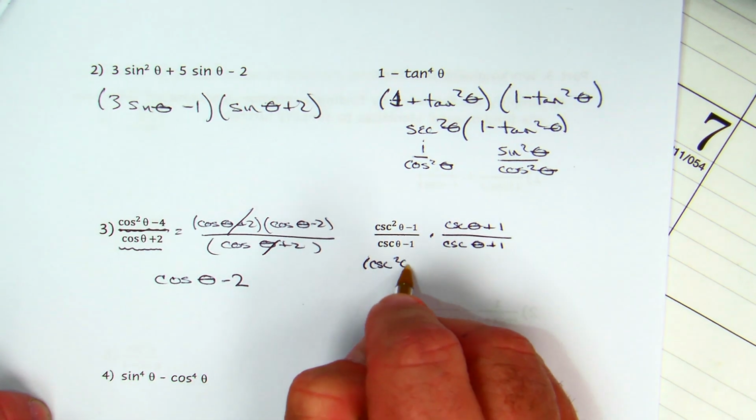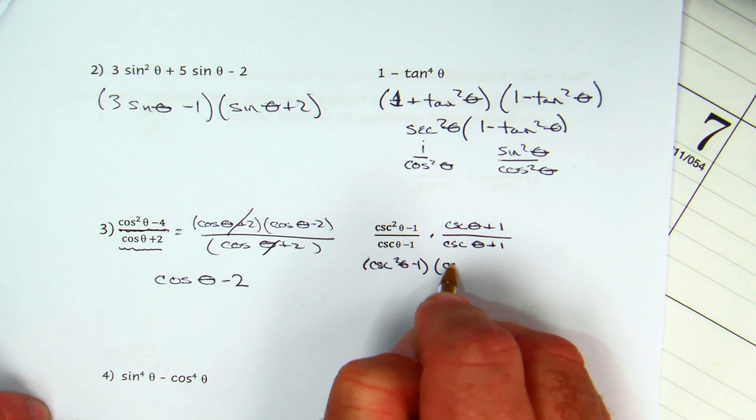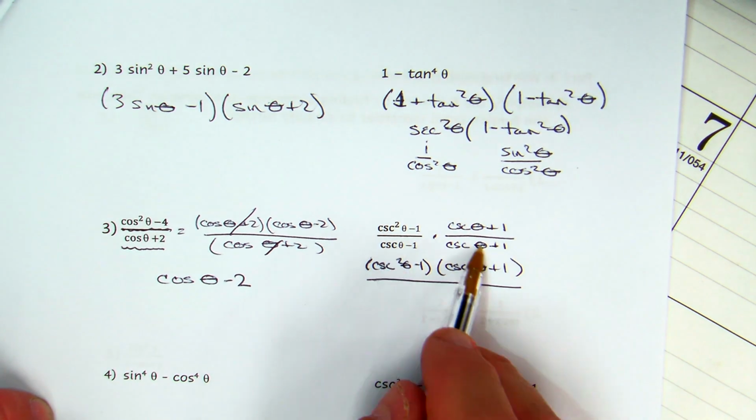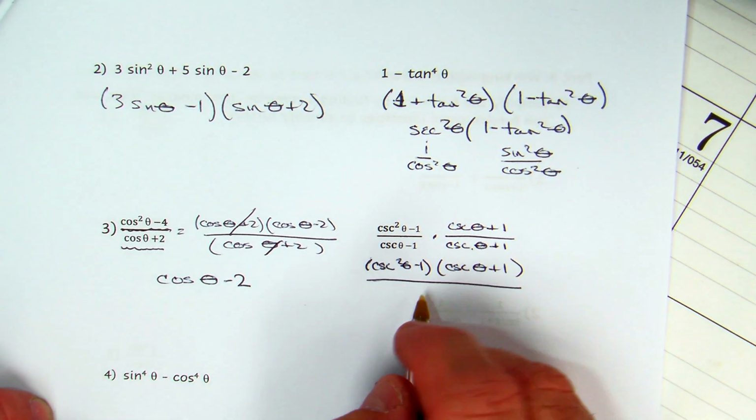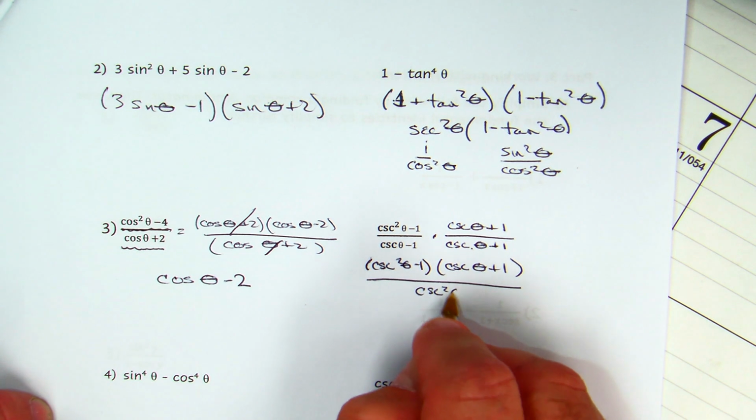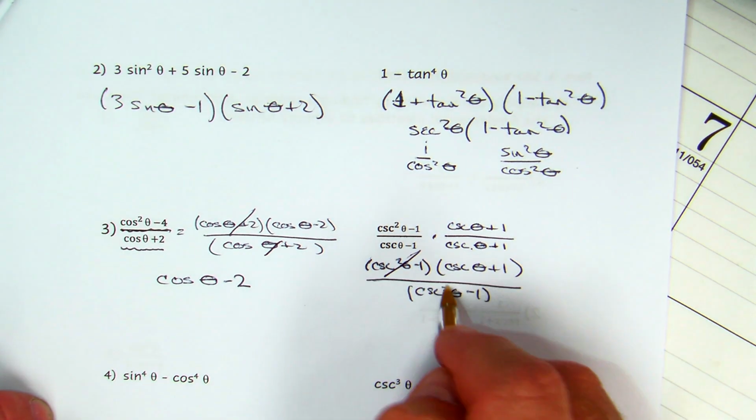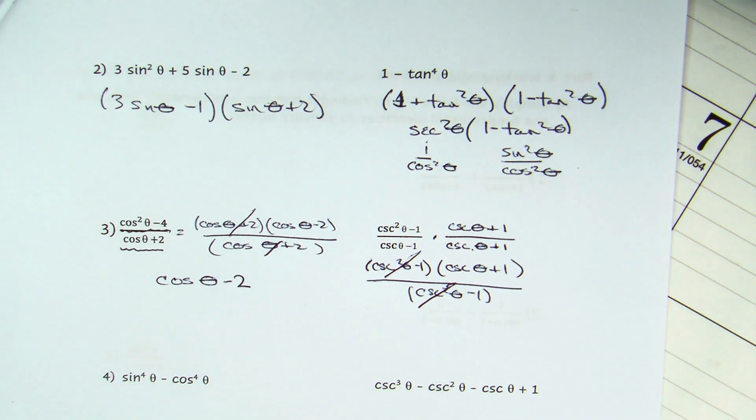So cosecant squared theta minus 1 times cosecant theta plus 1. The reason being is when I multiply those, the outers and inners cancel out. Give me cosecant squared theta minus 1. And then what's going to happen is those two are going to cancel out, leaving you with cosecant theta plus 1. Or you can factor it like you do with the one on the left. It's completely up to you.